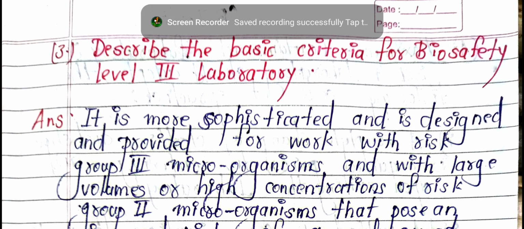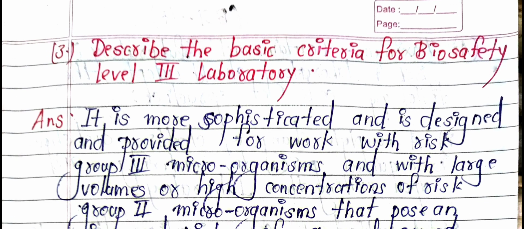Briefly describe the basic criteria for a biosafety level 3 laboratory.